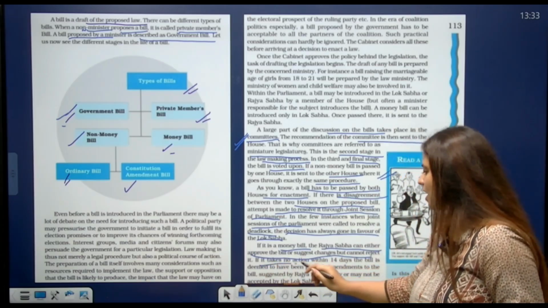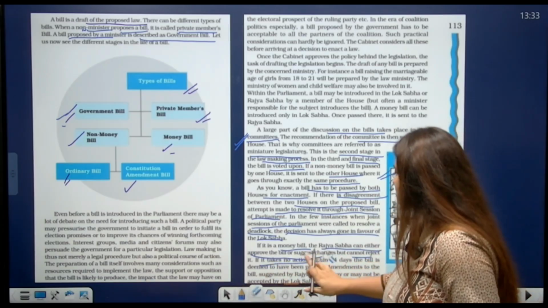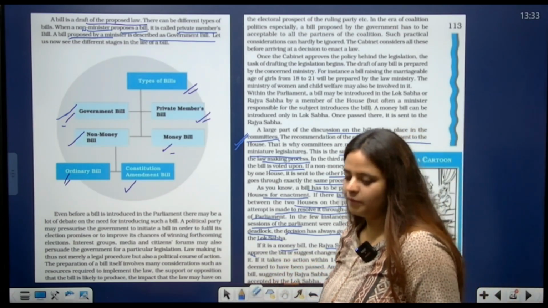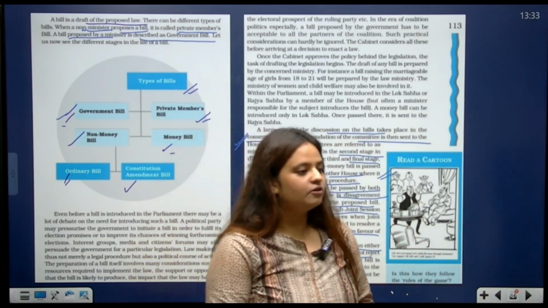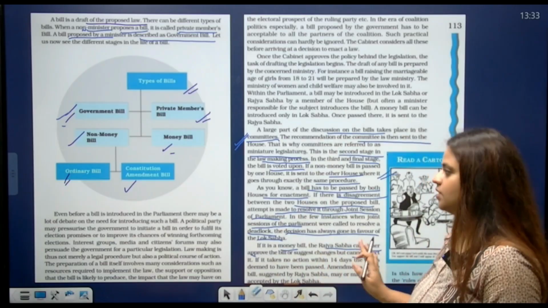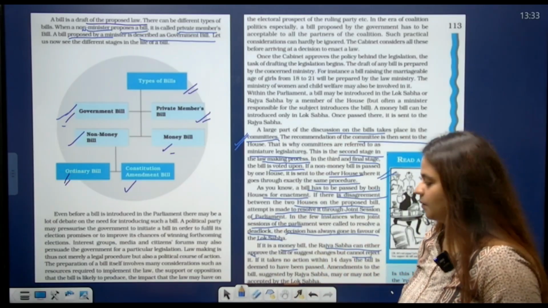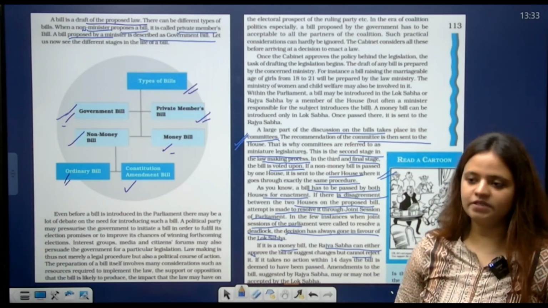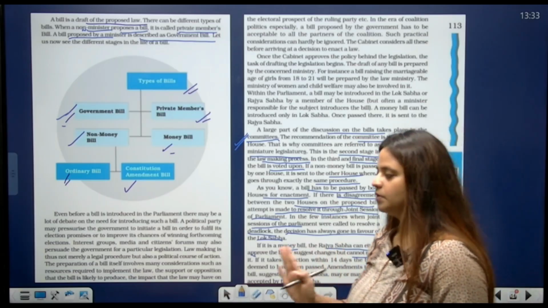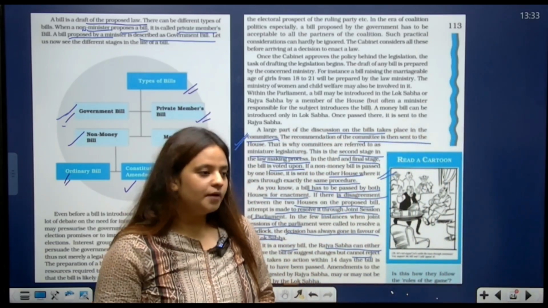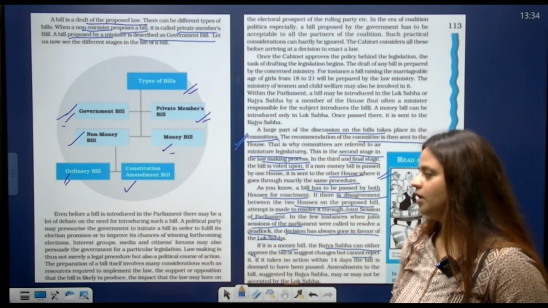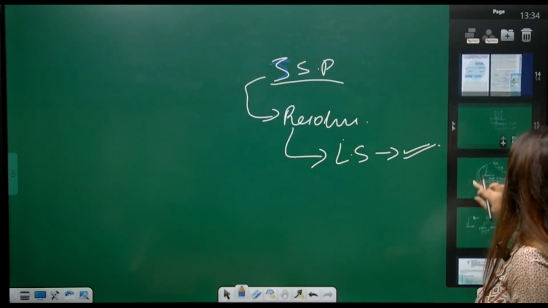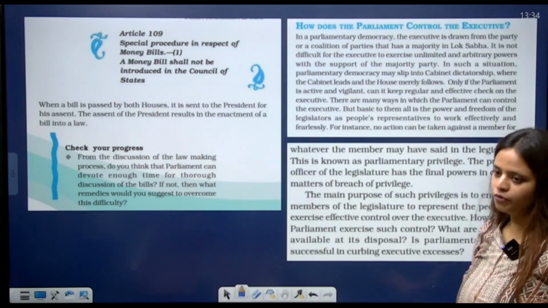And if it takes no action within 14 days, the bill is deemed to have been passed. So we have a time limit given to the Rajya Sabha: if it does not act upon the bill within 14 days, the bill is deemed to have been passed. In case Rajya Sabha gives any suggestions to the Lok Sabha for amendment in the money bill, they can either be accepted or ignored by the Lok Sabha. So in case of a money bill, Rajya Sabha has no power.